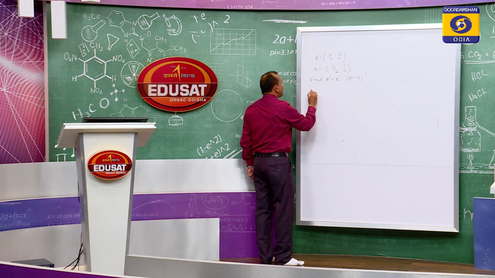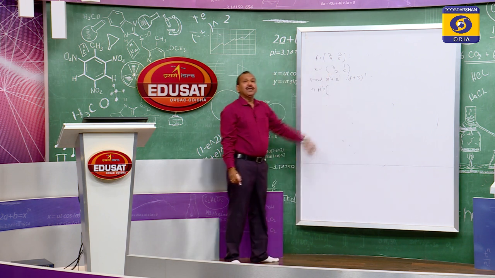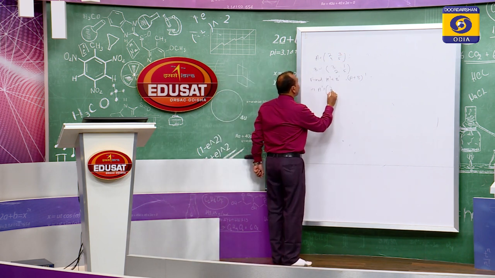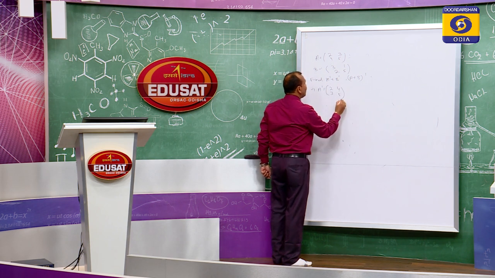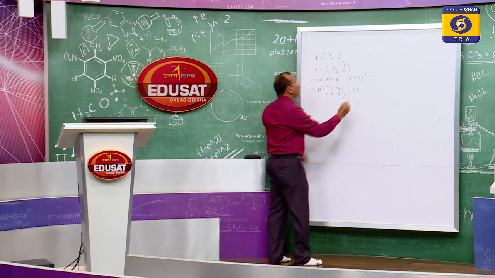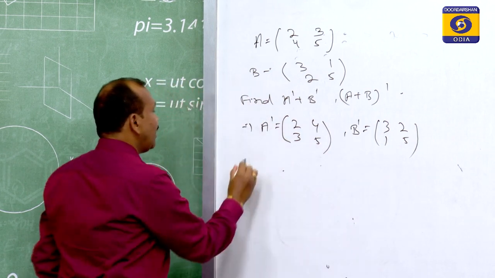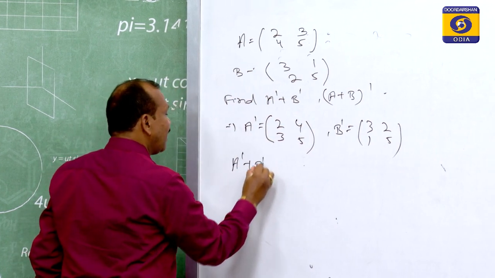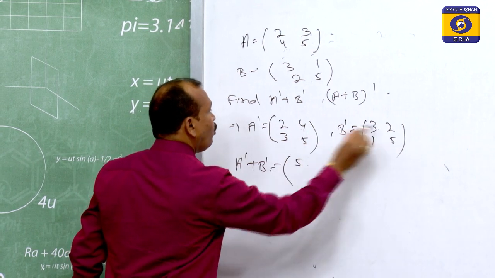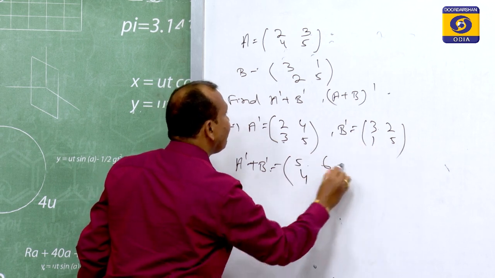A is given, so A dash can be obtained by interchanging rows and columns. That means 2, 3 becomes a column, and we have 2, 3, 4, 5. Similarly, we have B dash by interchanging rows and columns, 3, 1, 2, 5. First, A dash plus B dash becomes 2 + 3 is equal to 5, 4 + 2 is equal to 6, 3 + 1 is equal to 4, 5 + 5 is equal to 10.